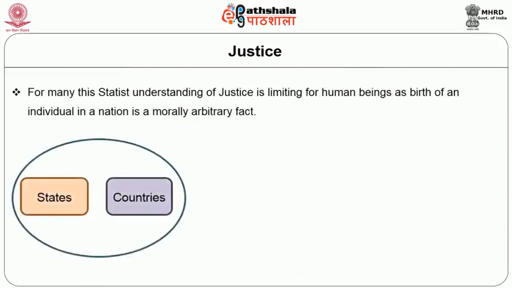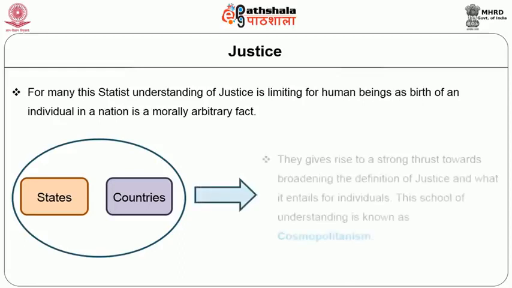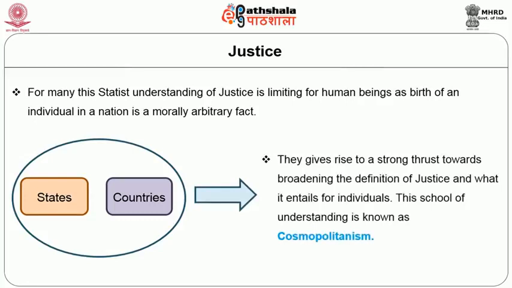However, for many, this statist understanding of justice is limiting for human beings, as the birth of an individual in a nation is a morally arbitrary fact. The interconnectedness of states and countries gives rise to a strong thrust towards broadening the definition of justice and what it entails for individuals. This school of understanding is known as cosmopolitanism.